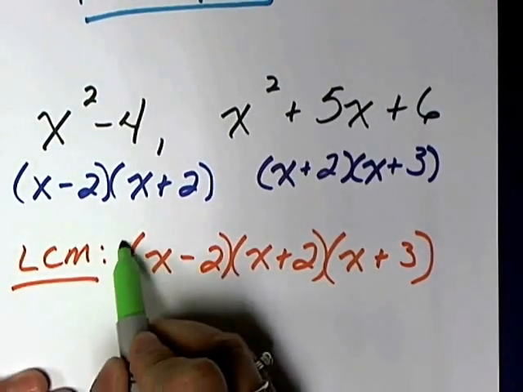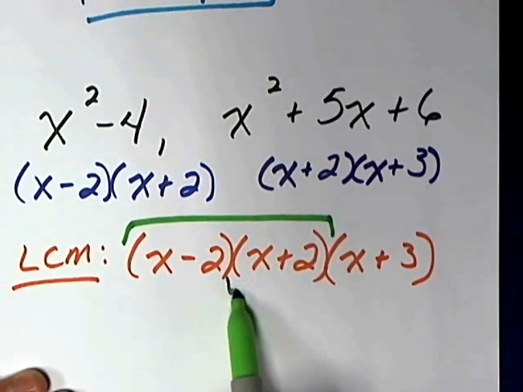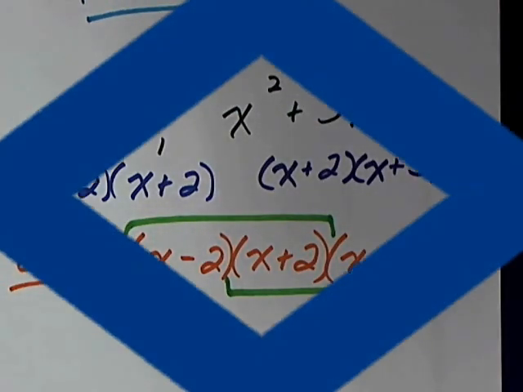So here's the x minus 2, x plus 2 that makes up our x squared minus 4. And over here, we have the x plus 2 and the x plus 3, which makes up the x squared plus 5x plus 6. So both of our original problems are in the LCM. Now, why do we use or find the LCM? Just like we did way back, we need the LCM to add or subtract or solve when we're dealing with fractions. And that's next.